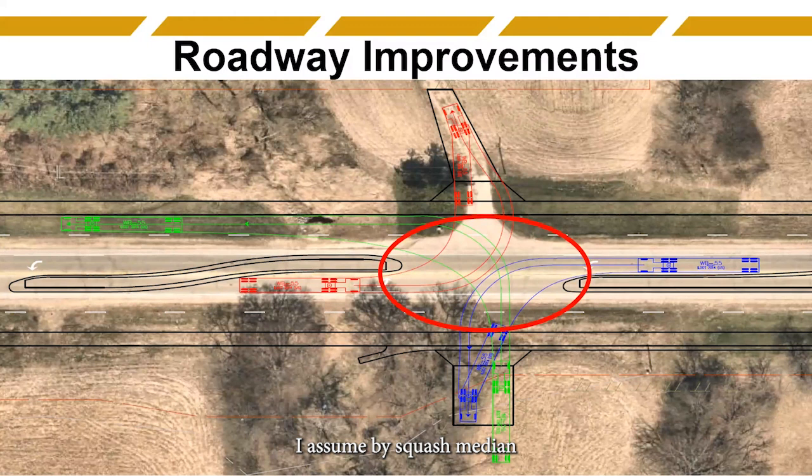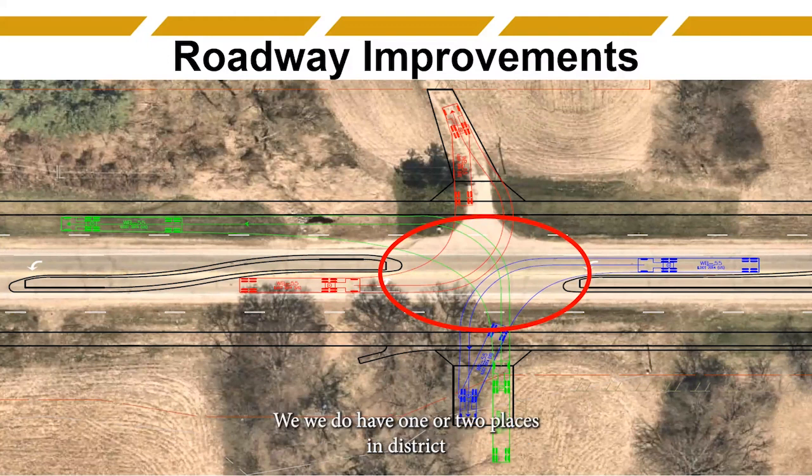I assume by squash median, they mean depressed median versus raised median. Typically, in this case, we are using primarily raised median out there. That's usually about the 6-inch curb. Squash median is something that is done primarily in the Chicagoland area. It's usually about a 2-3 inch high median. It's very similar to the corrugated median that we talked about, limited locations on here.